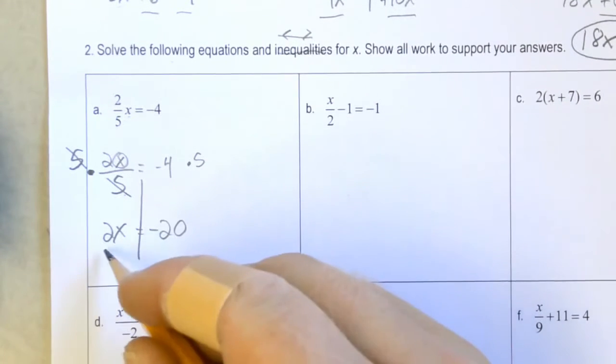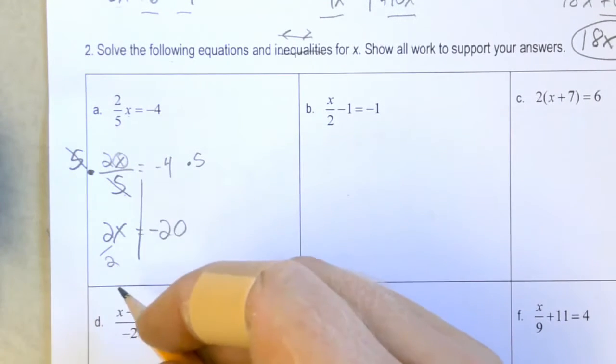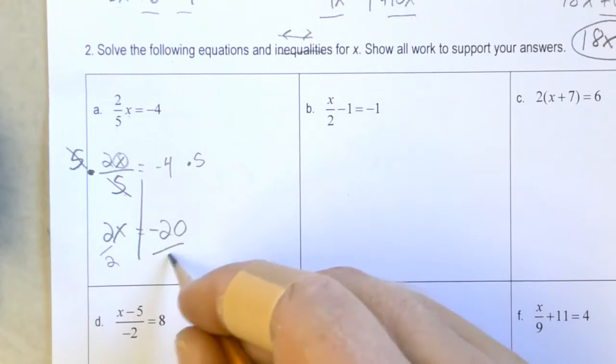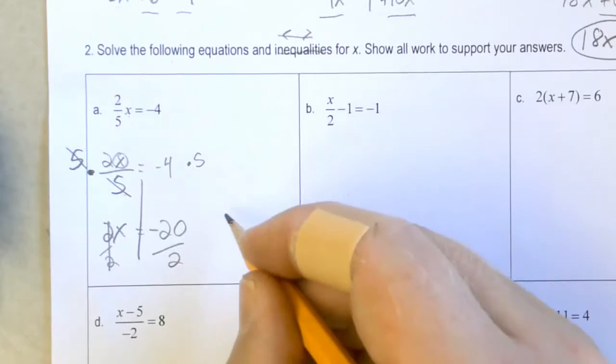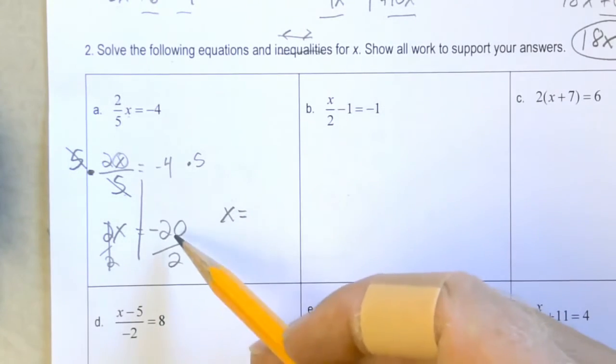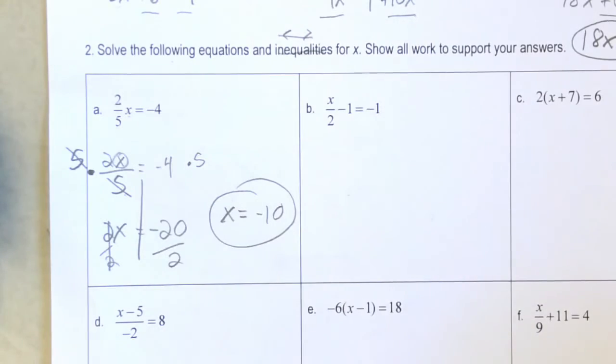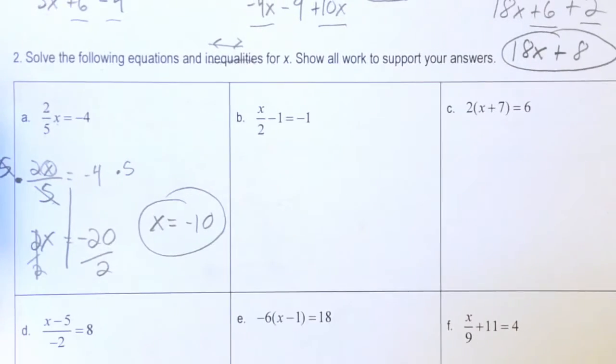Very last step. Now I divide by the 2 because that's being multiplied. I have to divide to get rid of it. Divide both sides by 2. X equals -20 divided by 2 is -10. There we go. All right, letter B.